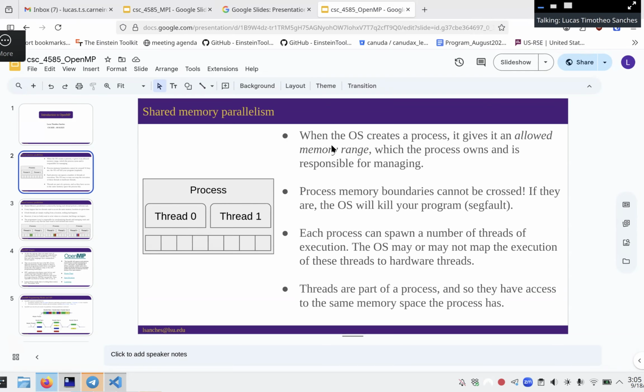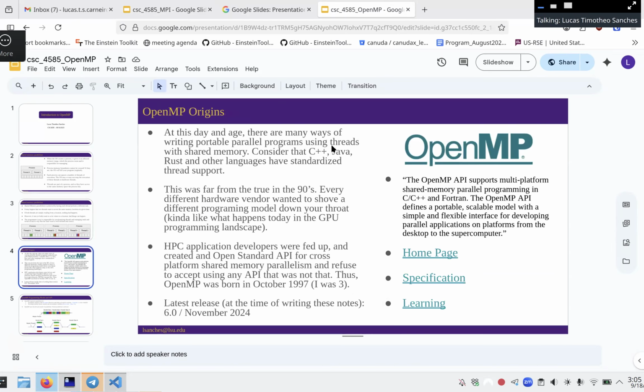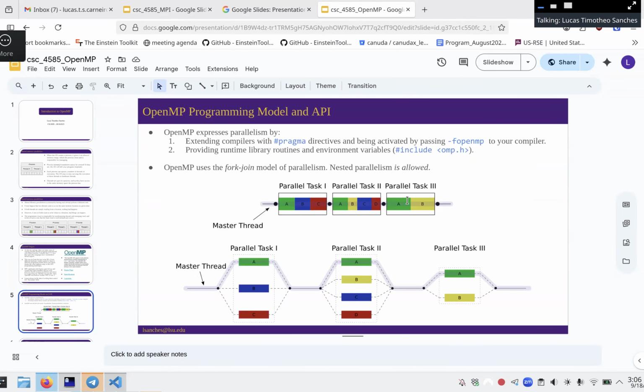You have to be careful when you read and write to memory. You have to coordinate your access between threads. And like I said, OpenMP is one particular way of doing that, that people came up with in the 90s. It's very popular in the HPC community. It's intended to be used with C, C++, and Fortran. The way that it works is it extends your compiler by giving it some pragma directives and a runtime library.